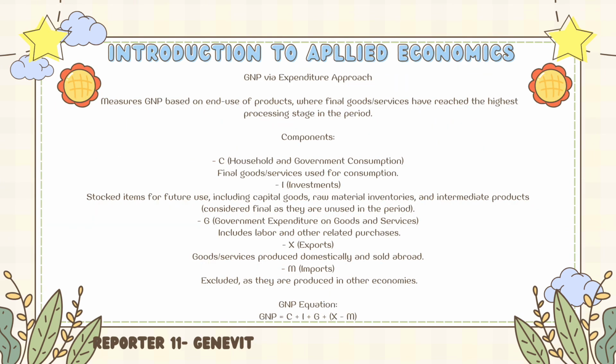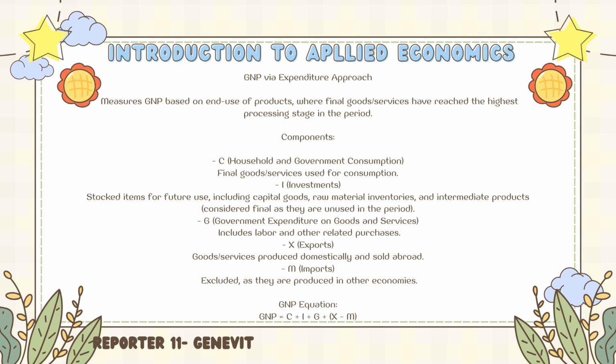The expenditure approach to measuring GNP or gross national product calculates the total value of all goods and services produced by the country's residents, regardless of where they are located. By looking at how these final products are used, final goods and services here refers to items that have undergone all necessary processing and are ready for their intended end use.